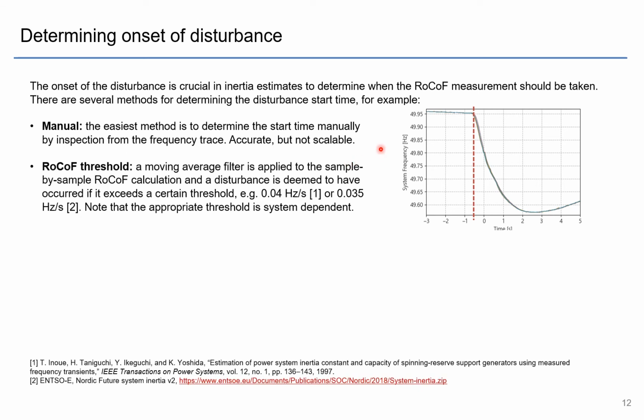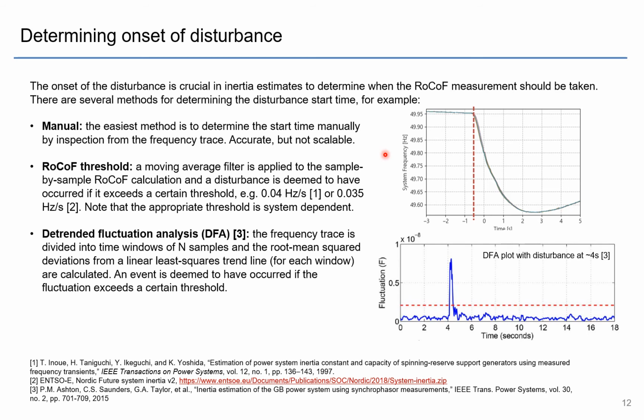A second method is to use a Rockoff threshold. So you apply a moving average filter to a sample by sample Rockoff calculation, and then you're basically saying that your Rockoffs are pretty low here, and then as the disturbance starts, you get a high Rockoff. And you say that the disturbance has occurred when the Rockoff exceeds a certain threshold. So Inui found that 0.04 Hz per second was appropriate in Japan, and in the Nordic system found that 0.035 Hz per second was appropriate. So it's very much dependent on the system size, I'd imagine.